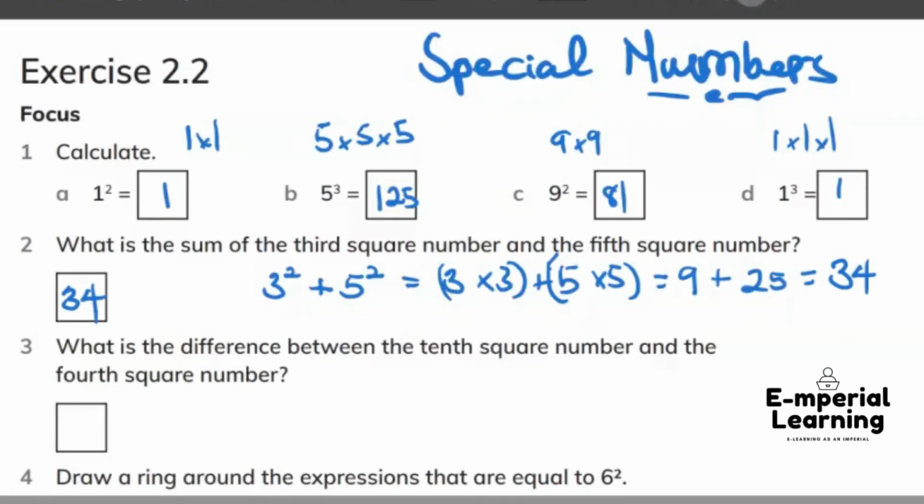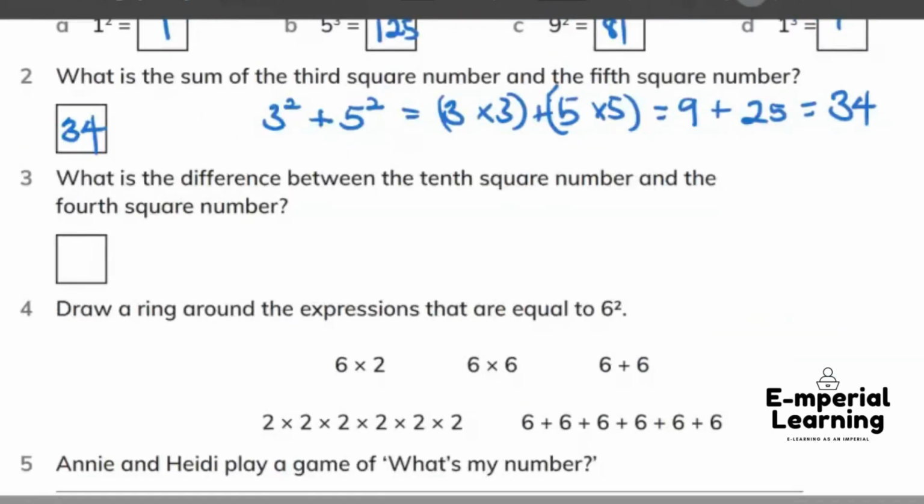Question 3 says, what is the difference between the 10th square number and the fourth square number? The difference, so a subtraction. The 10th square is 10 to the power 2, which is 100, and the fourth square is 4 to the power 2, which is 4 times 4, which is 16. And that gives us 84. So our answer is 84.